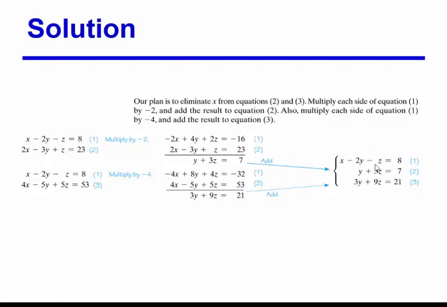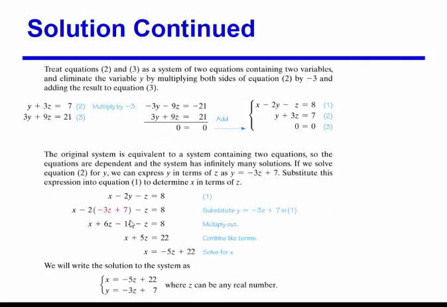So now we're going to use equations 2 and 3 to eliminate one of the two variables. We take equation 2 multiplied by negative 3, add those equations together, and we get that 0 is equal to 0. So the original system is equivalent to a system containing two equations. So the equations are dependent. The system has infinitely many solutions. In this case, it really means that any triplet of x, y, and z should solve all three, because it's the same equation three times.